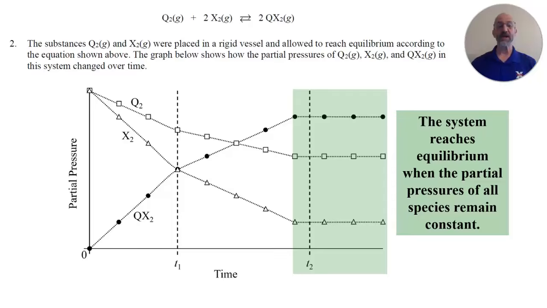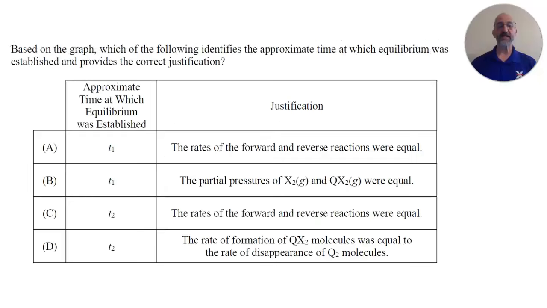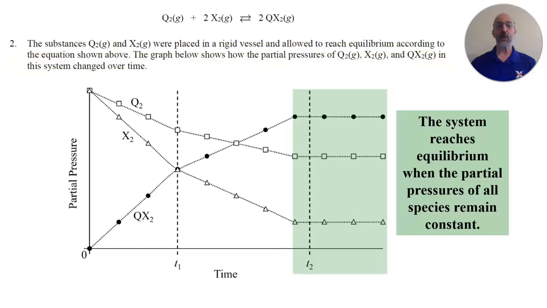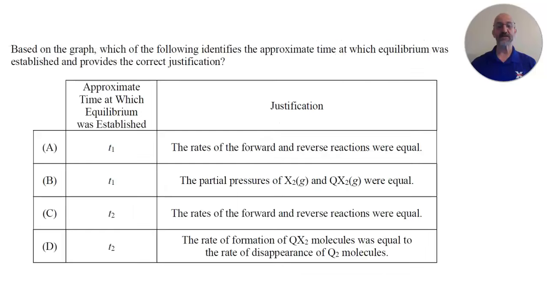Now here comes the question for question 2. It says, based on the graph, which of the following identifies the approximate time at which equilibrium was established and provides the correct justification? So we know that it's not going to be T1, it's going to be T2 as far as the location at which equilibrium has been achieved. Then we have to choose the correct justification. So it's not T1. I will eliminate choices A and B.